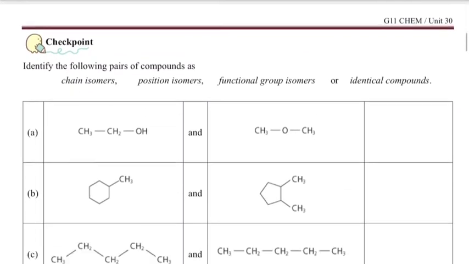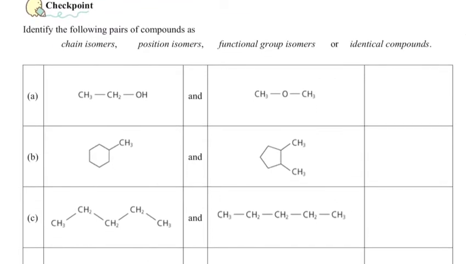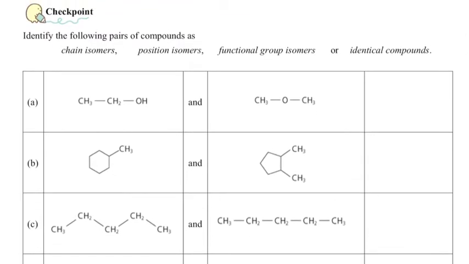Okay, so now let's check what we have learned so far. Identify the following pairs of compounds as chain isomers, position isomers, functional group isomers, or identical compounds. So here I label these 4 answers with numbers, so it will be quicker for me to write the answer. Let's take a look at part A.